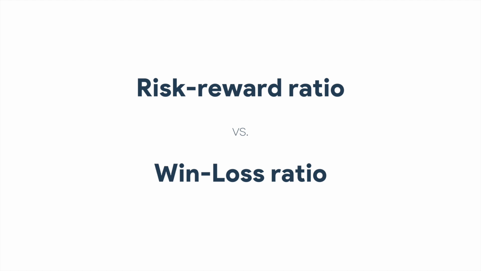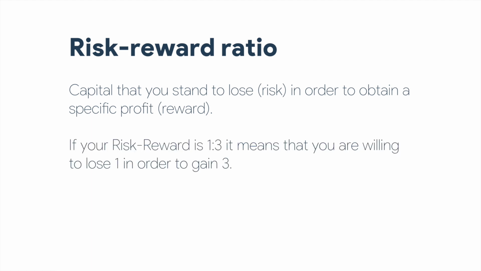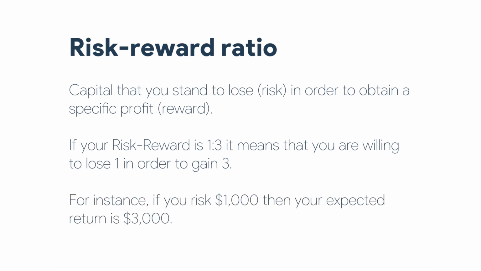So what are risk reward and win-loss ratios? The risk reward ratio is the capital that you stand to lose, so the risk, in order to obtain a specific profit, so the reward. So if your risk reward is, let's say, 1 to 3, it means that you are willing to lose 1 in order to gain 3. For instance, if you risk $1,000, then your expected return is going to be $3,000.